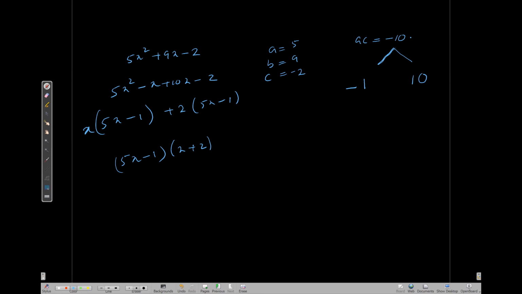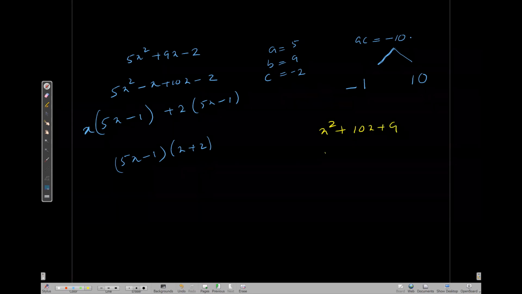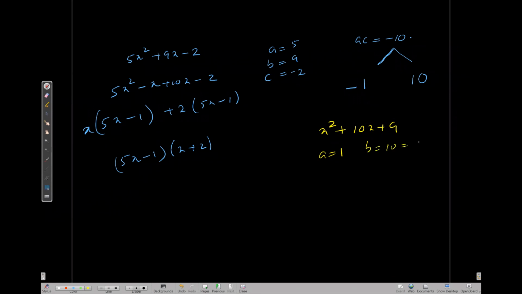Now let's see, how about this? Another example, let me use a different color. x squared plus 10x plus 9. Now these examples are really easy. Why? Because a is 1, b is 10 and c is 9. So in that case, ac is just 9.